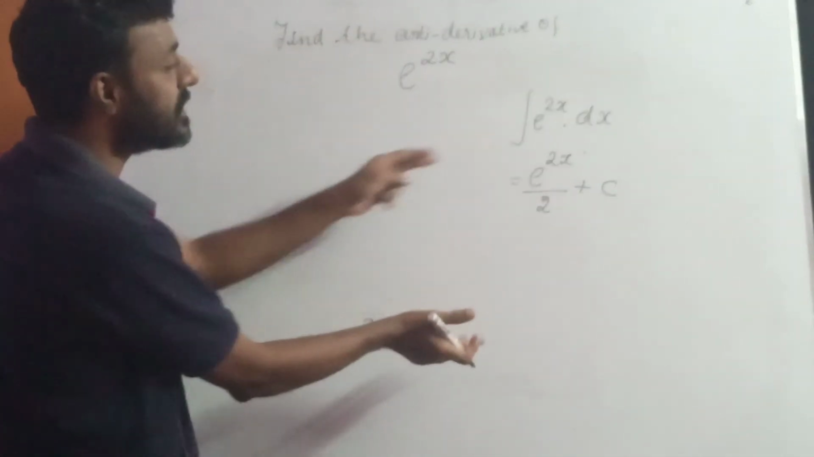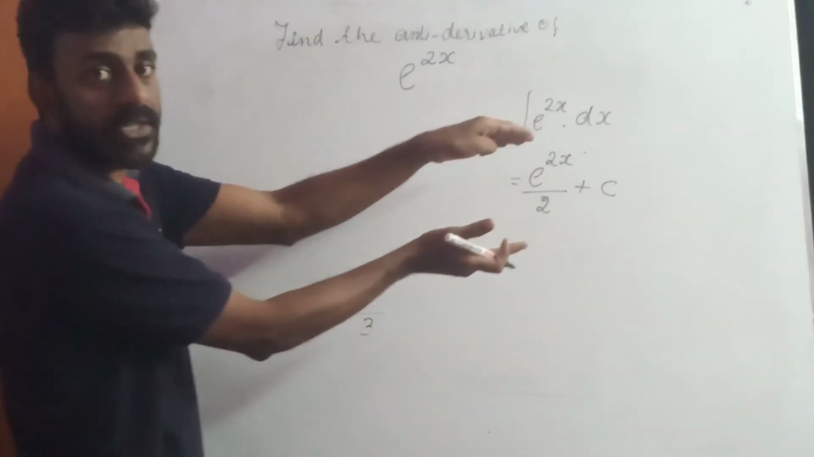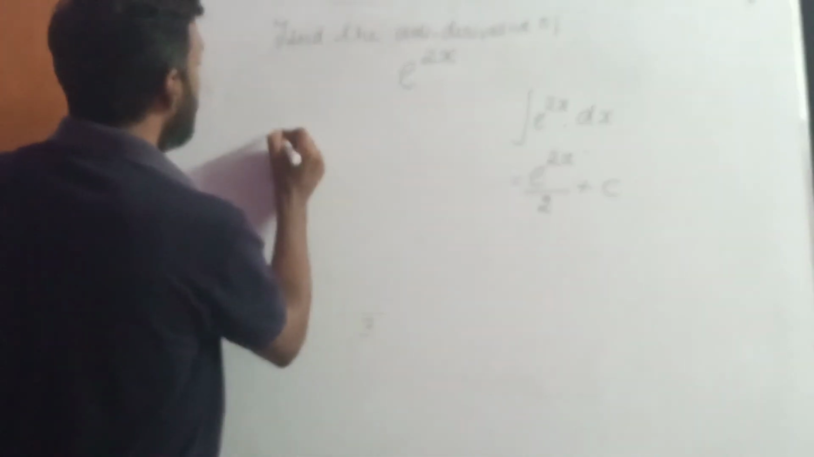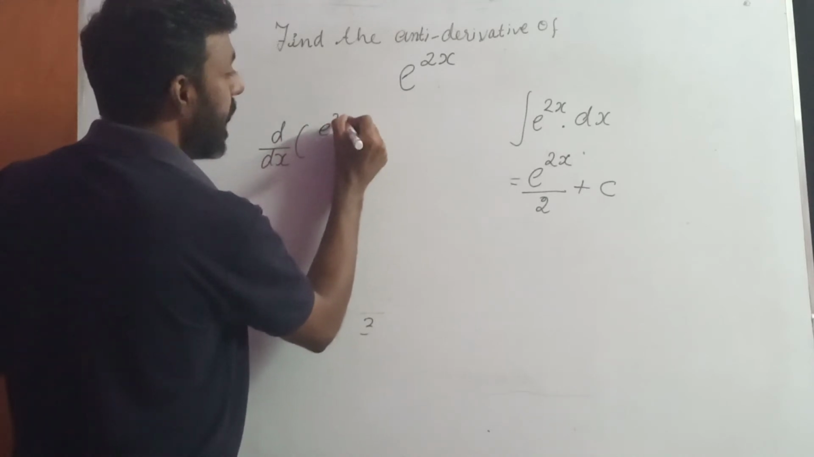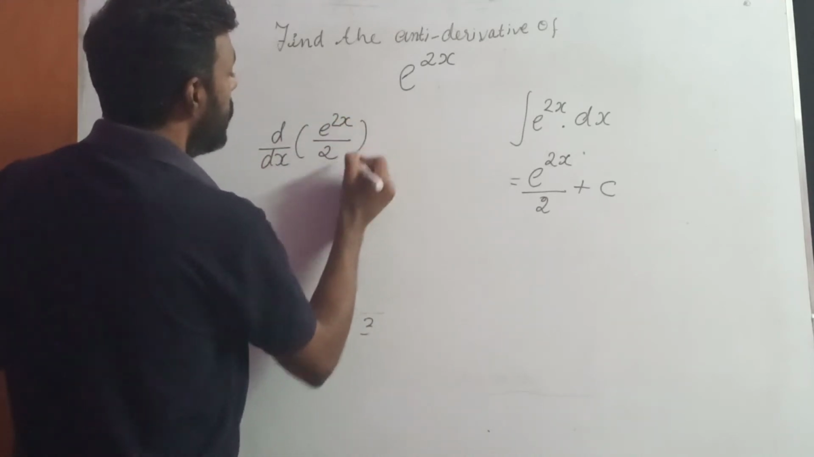So what I'm going to do is take this value and differentiate it with respect to x. So d by dx of e to the power 2x divided by 2 will be half.